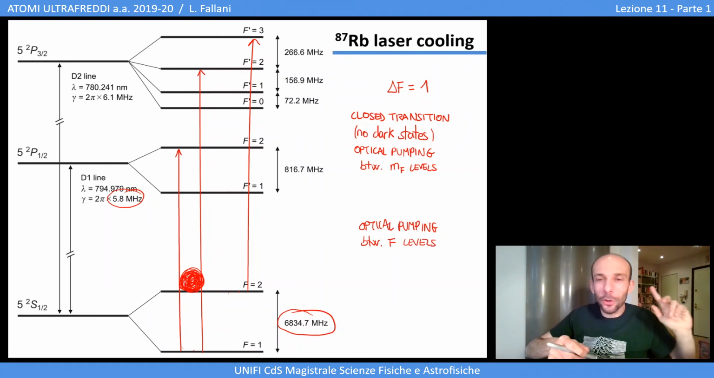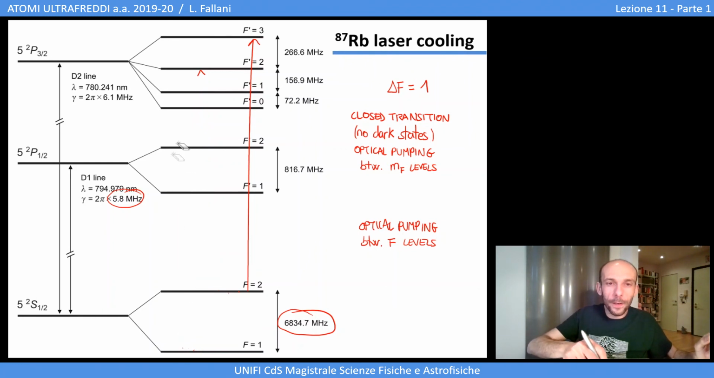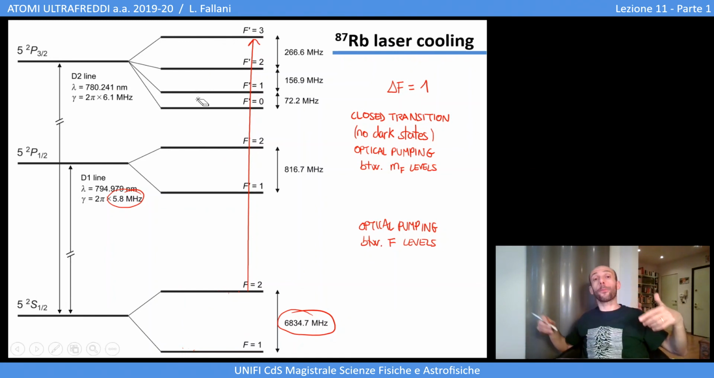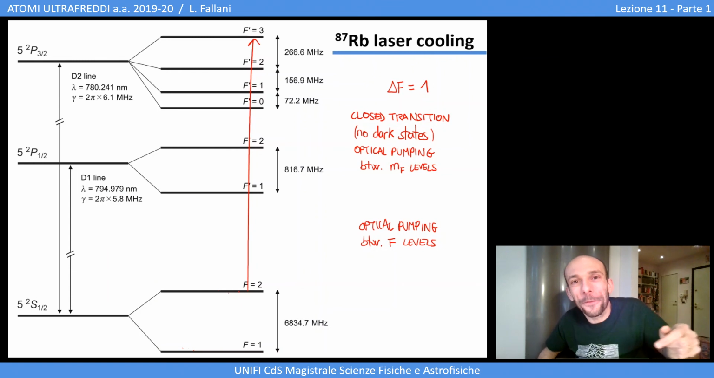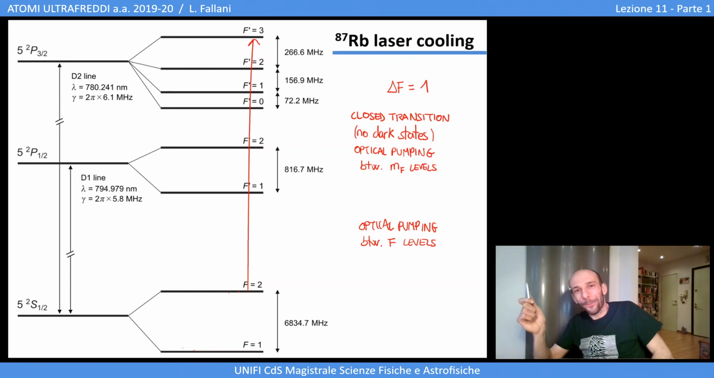Okay, so we don't want this bad thing to happen. So let's remove all these. I also removed the second transition because it was connecting the same states, f equal 1 to f prime equal 2, only on the D2 line. And so you see now that only one is left. Luckily, only one is left. But this transition is good.